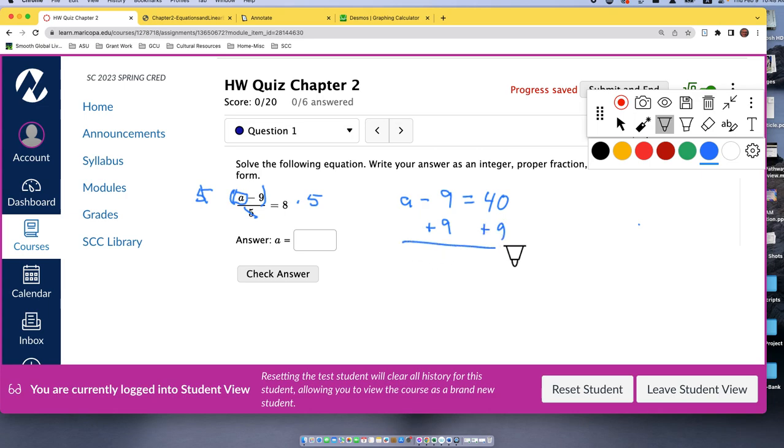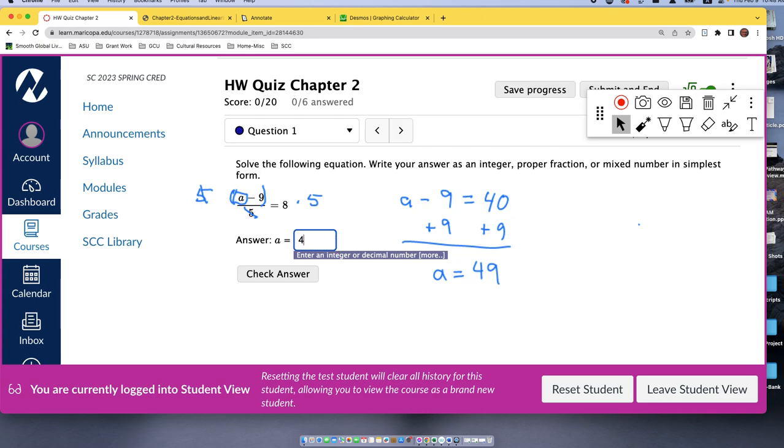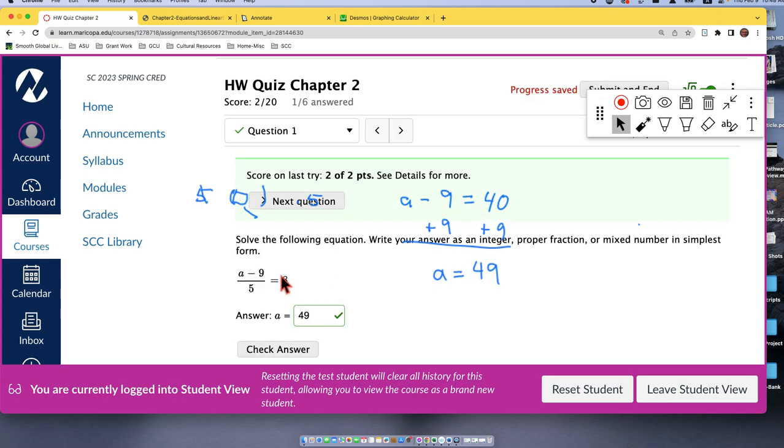And again, your setup will be very similar to this. You just may have some different numbers. 49. Enter our answer. Check our answer. And we got it.